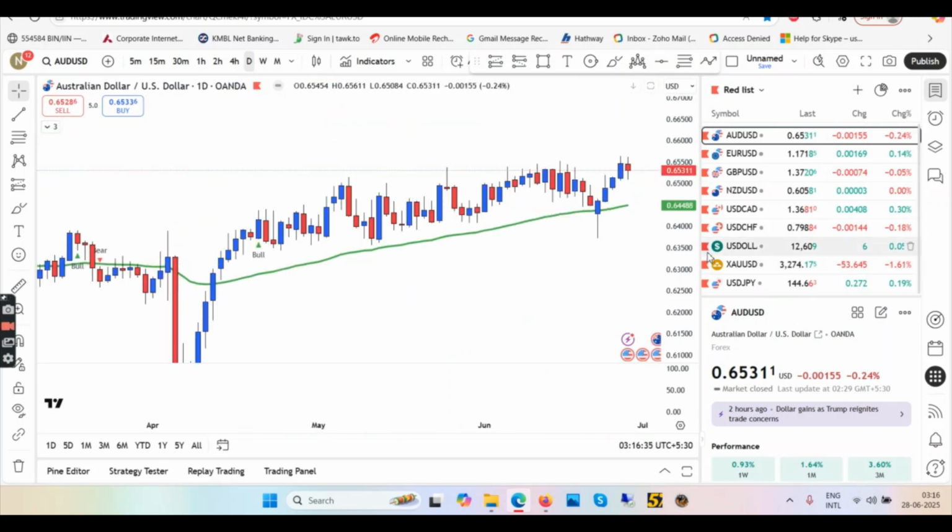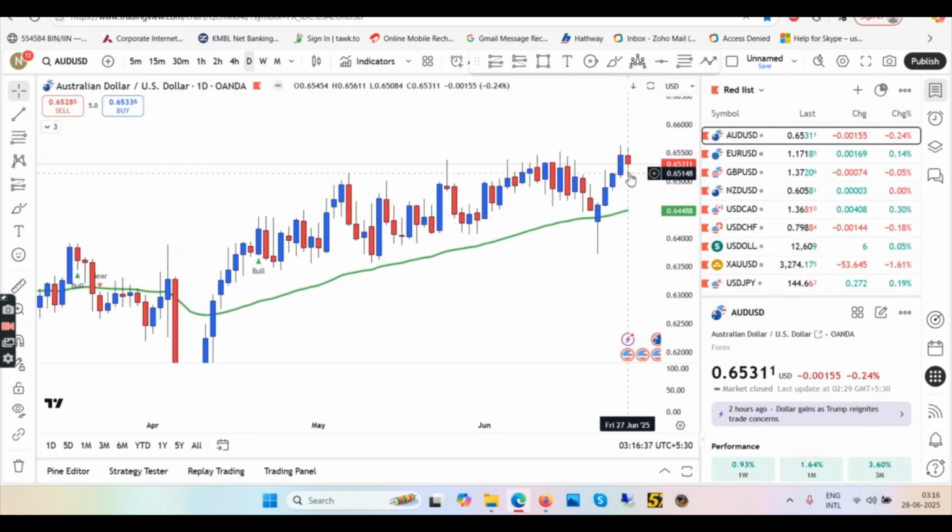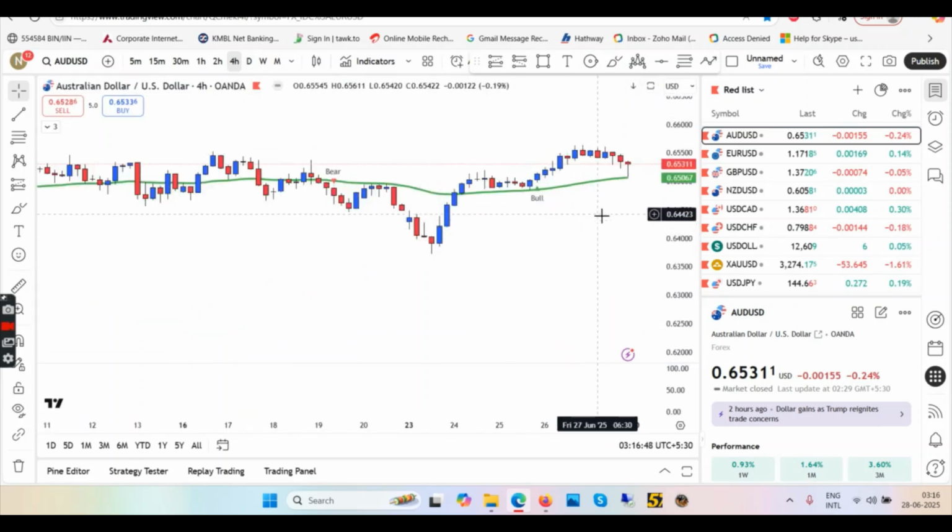Coming back to the daily now, in the daily we have taken a pullback maybe. Okay, so we made a new high, as you can see, new high, and then the red candle on Friday. So we are looking for longs in the 4 hour. Okay, so our entry in AUD and NZD should be a 4 hour entry.